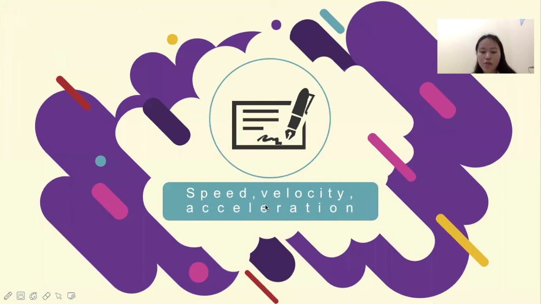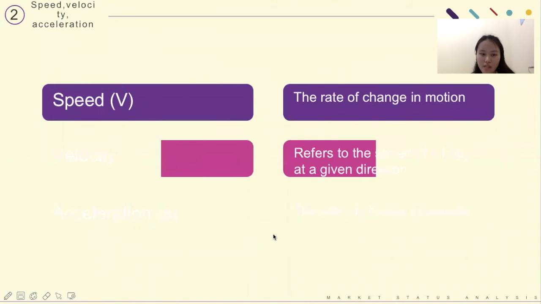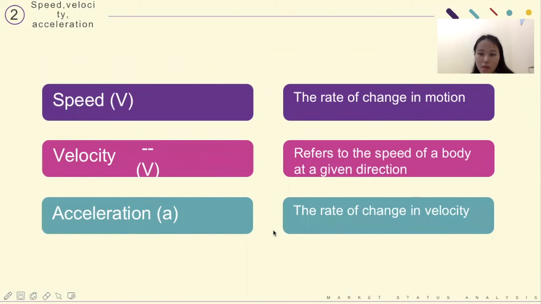Move on, I'm going to discuss speed, velocity, and acceleration. So what is speed, velocity, and acceleration? Speed is the rate of change in motion. Velocity refers to the speed of a body in a given direction, and acceleration is the rate of change in velocity.